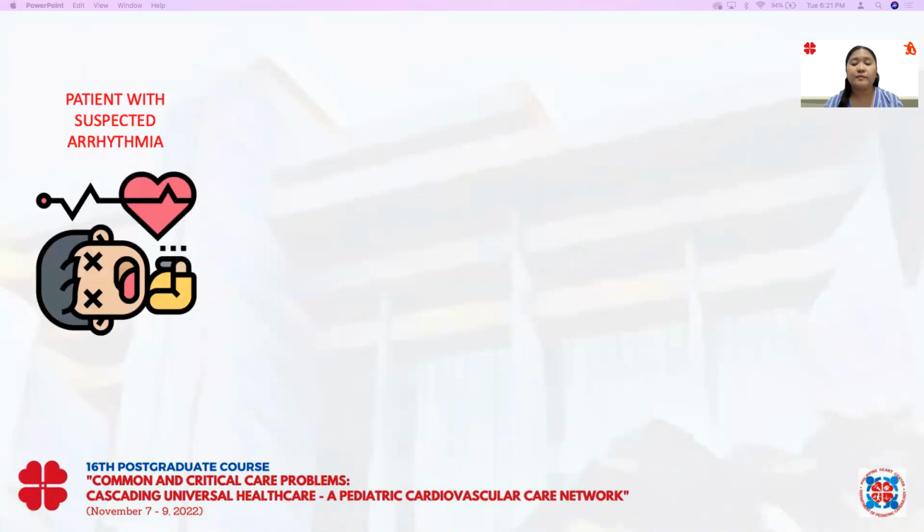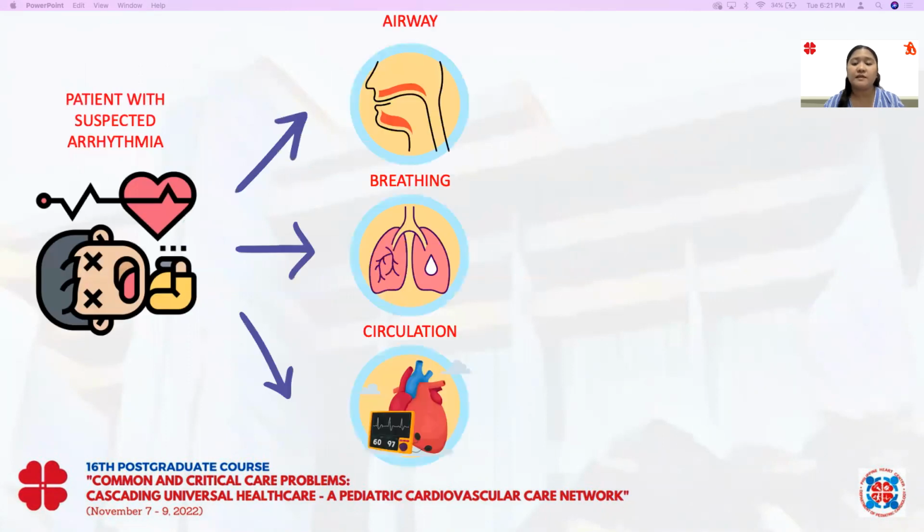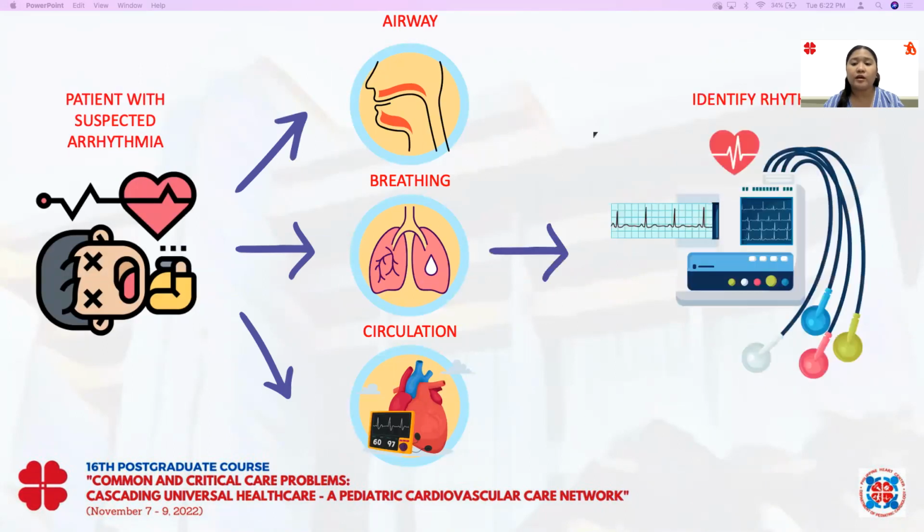Now, when faced with a pediatric child with suspected arrhythmia, especially in the emergency room, it is imperative to secure first the ABCs: the airway, the breathing, and the circulation. And then, you should hook the patient immediately to a cardiac monitor, and we can now get ready to identify a rhythm.